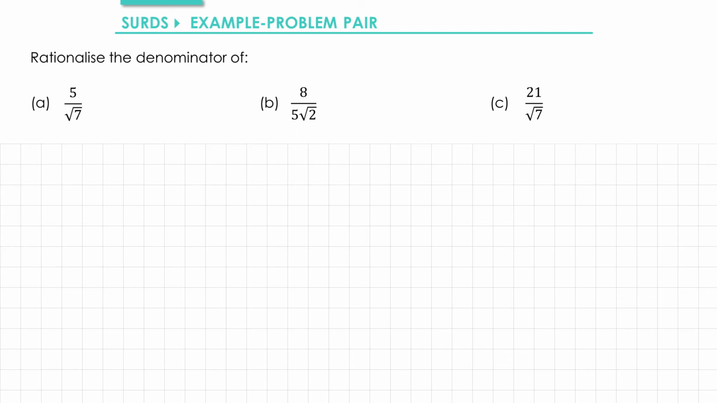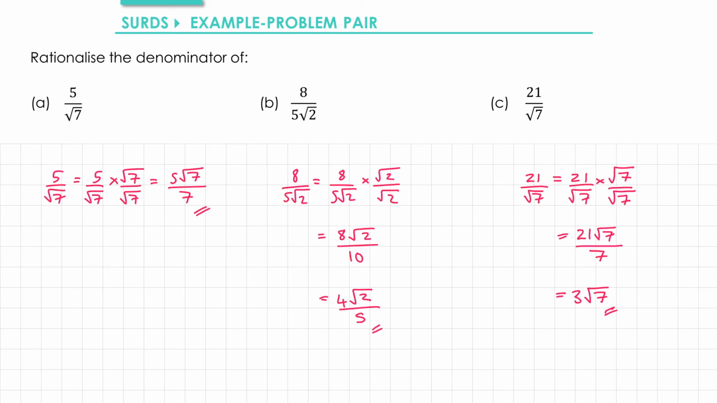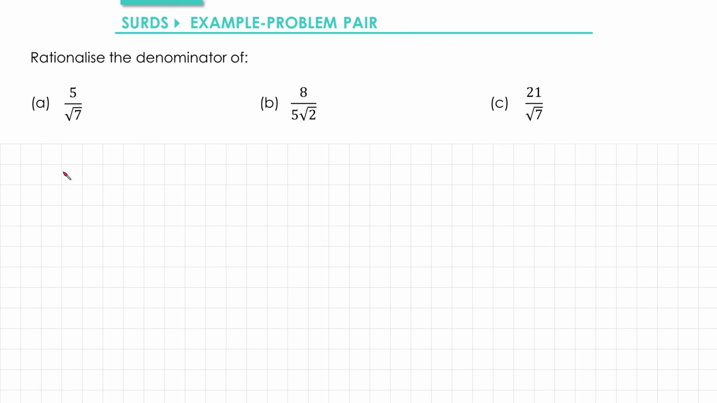Welcome back, here's my solution then. If you got them all right, well done. If not, I'm going to go through how I got my solutions now. So to begin with, in part A, I've got 5 over root 7. I'm going to multiply the top and the bottom by root 7. On the top, I get 5 times root 7, which is just 5 root 7. On the bottom, I get root 7 times root 7, which is 7.